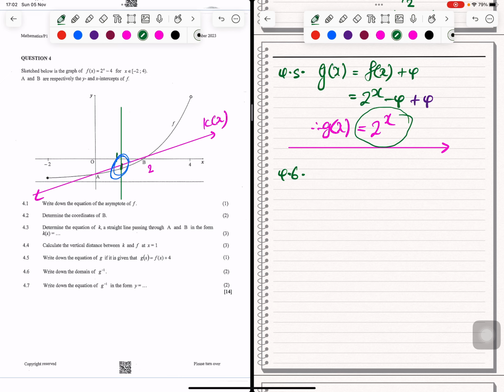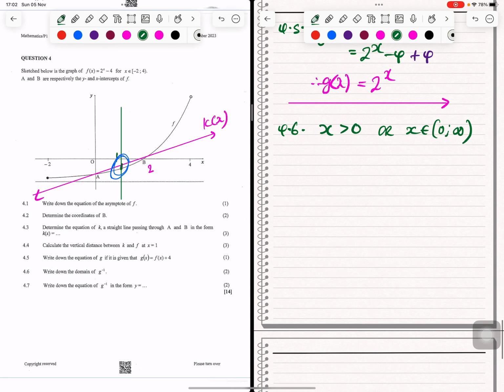So now, because here we want the domain, we're talking about the set of x values for which the graph is defined. It means this graph is going to be defined from x above 0. The range of this is y above 0, but because now the domain is the set of x values, hence I'm writing x bigger than 0, or you can say x is defined from 0 to positive infinity in the interval notation. Okay, and then 4.7, they say write down the equation of g in the form of that. I want you guys to pay attention.